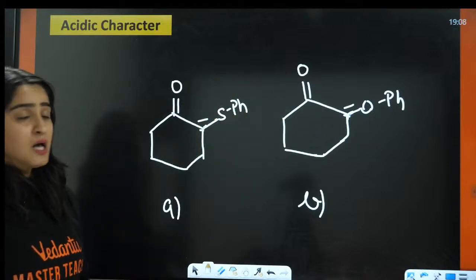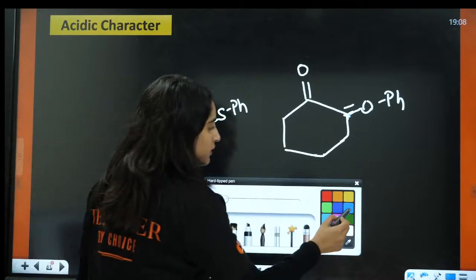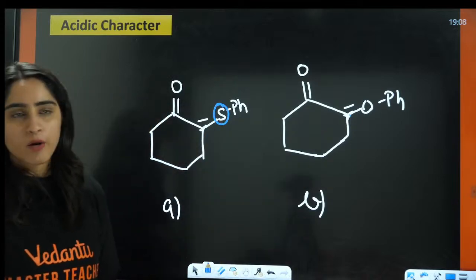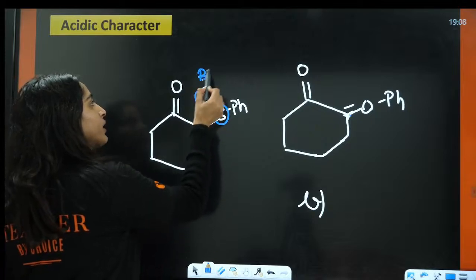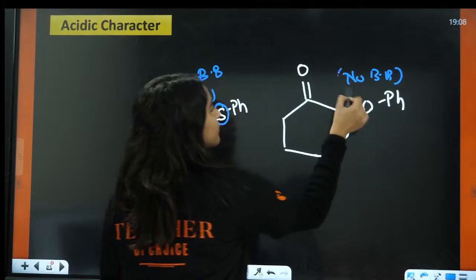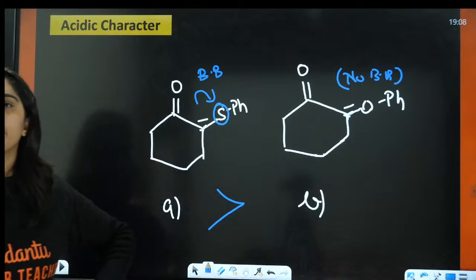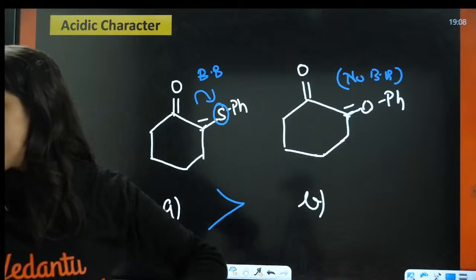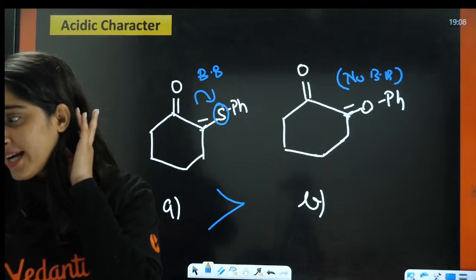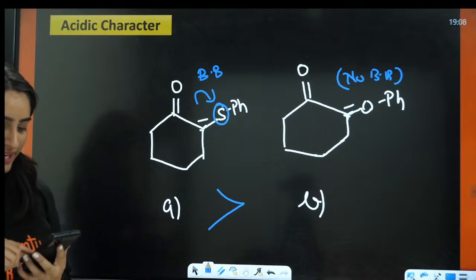Now what will happen? As this sulfur has vacant d orbitals and oxygen does not have a vacant p orbital, here there will be back bonding and here there will be no back bonding. So this makes it more stable as compared to B. So this A is more acidic as compared to B. Hydrogen is playing hide and seek here.